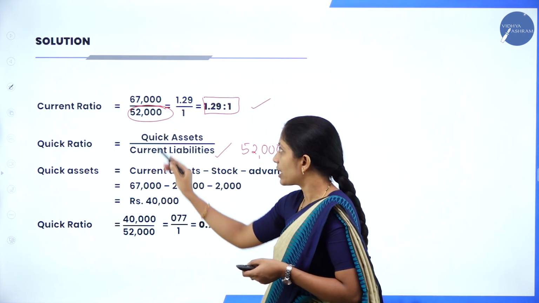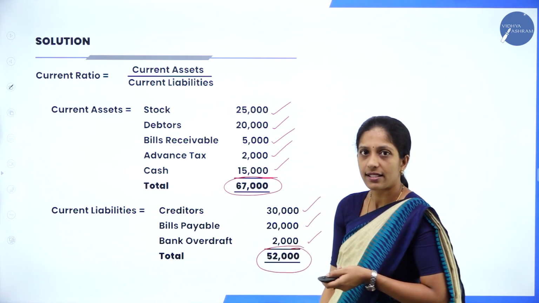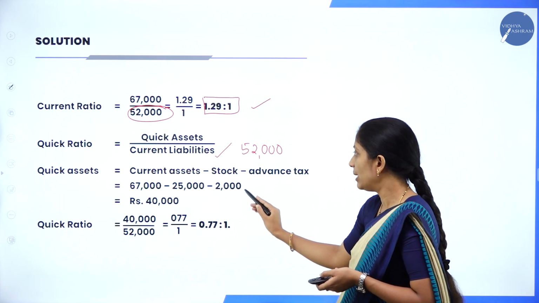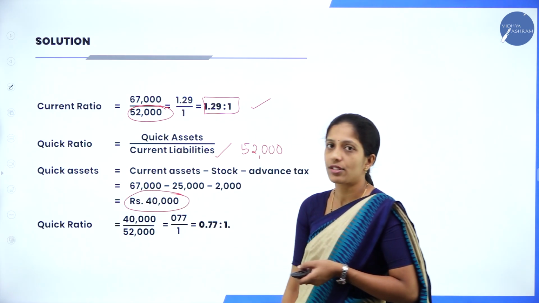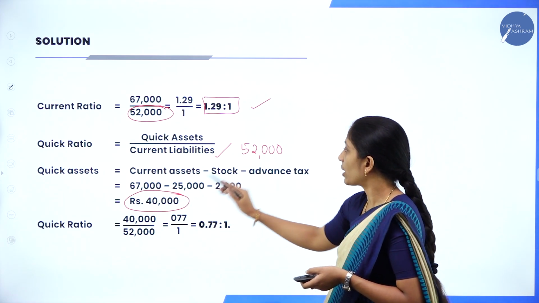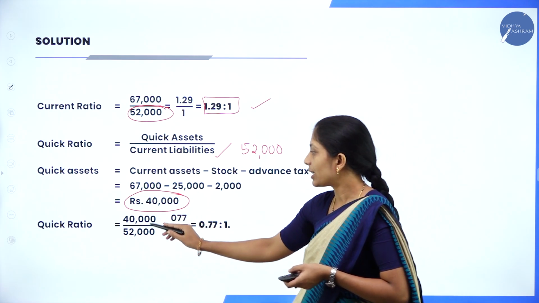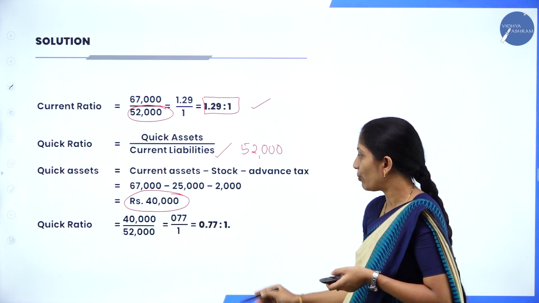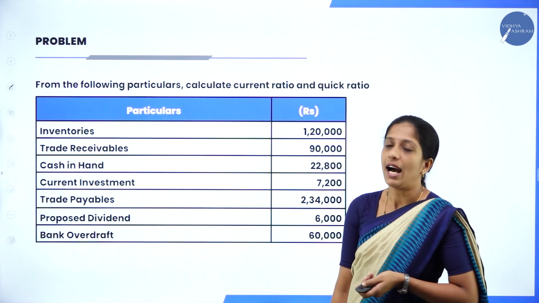Current assets we have already calculated, that is 67,000, minus stock 25,000 in the question, minus advance tax 2,000. So you will get quick assets, 40,000. Current liability is 52,000. So 40,000 divided by 52,000, you will get 0.77 divided by 1, that is 0.77 is to 1. So this is your answer.